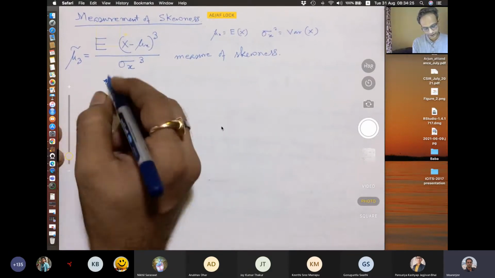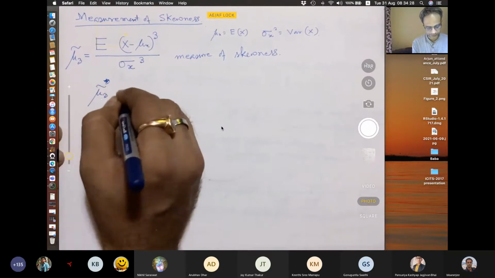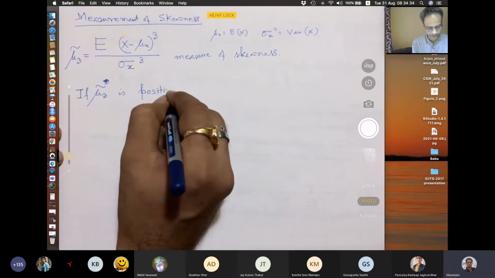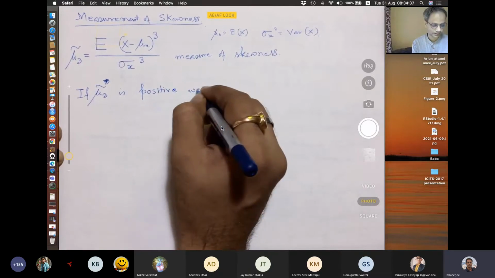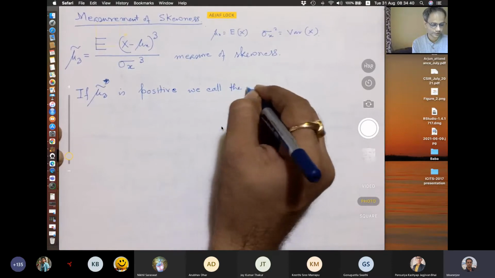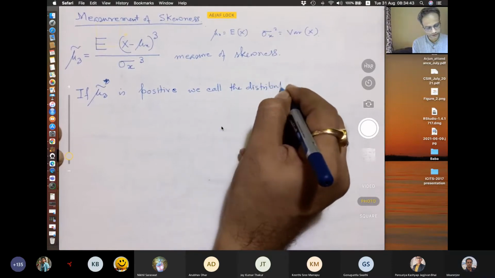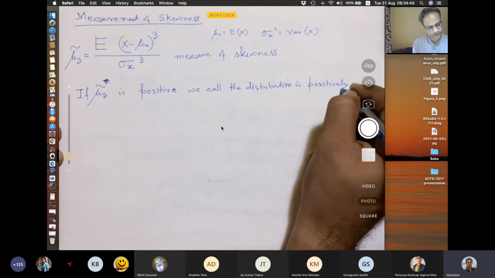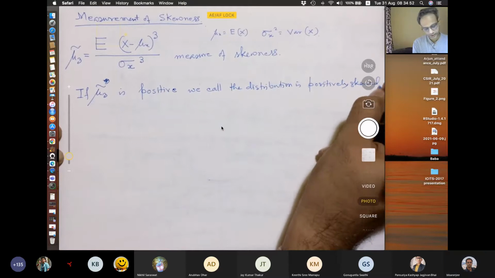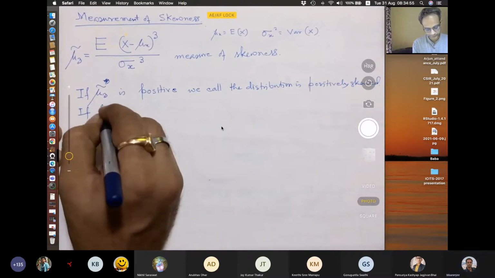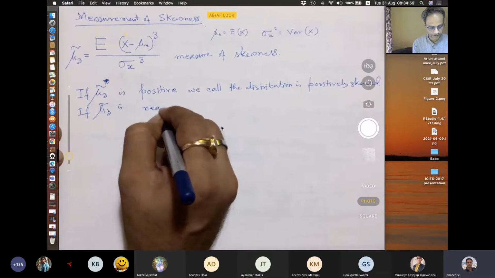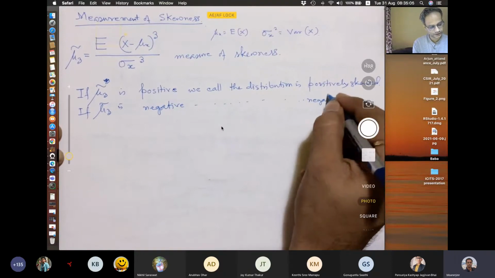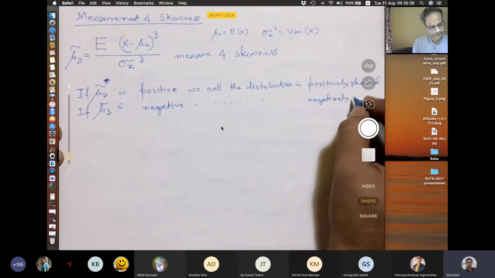And if mu3 tilde is positive, we call the distribution positively skewed, and if mu3 tilde is negative, we call the distribution negatively skewed.